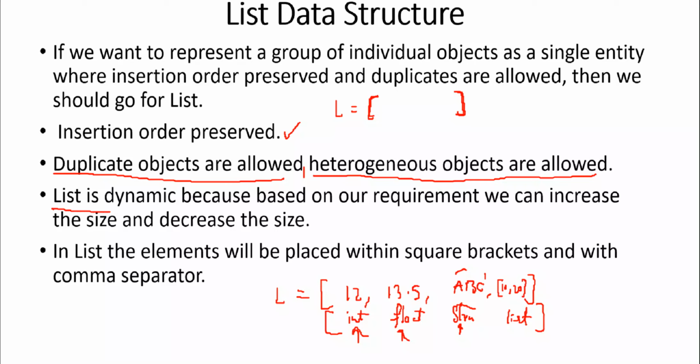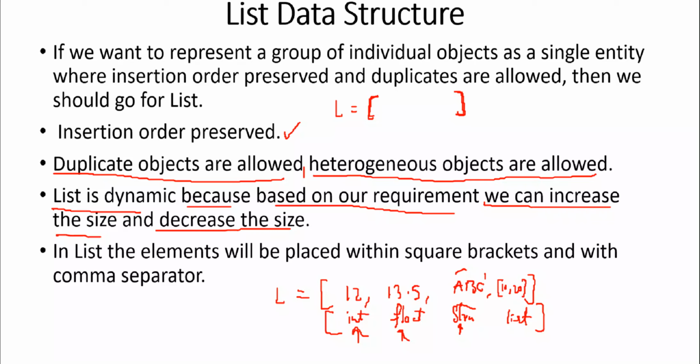Next, a list is dynamic because based on our requirement we can increase the size and we can decrease the size. If you keep on inserting elements in the list, the size of the list will be dynamically increased. If you delete some items from the list, the size of the list will be decreased. That means a list is growable in nature. So that is what is called list is dynamic, because based on our requirement we can increase or decrease the size. This is the most important factor of list.